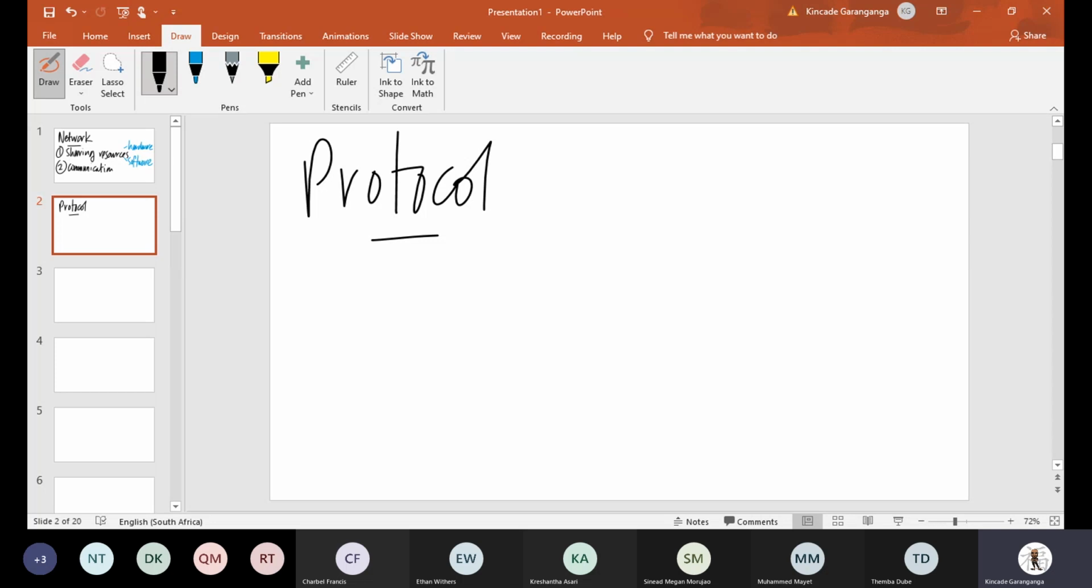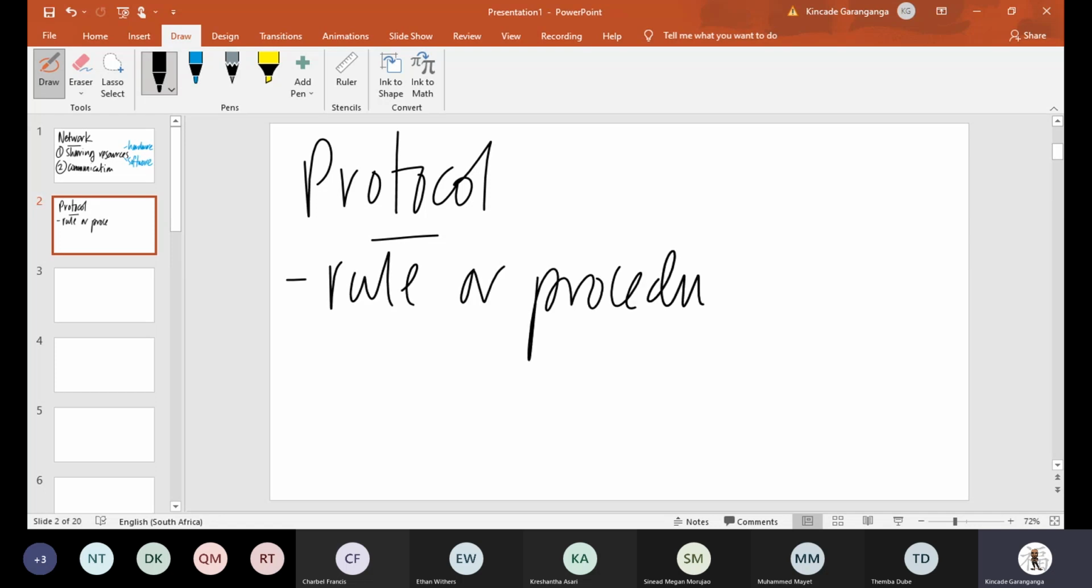And ultimately, all you're looking at in this particular instance is some kind of rule or procedure that governs communication across the board. That's what a protocol is. And you've got different types of protocols that exist that allow for this uniformity to take place. So with a protocol, all you're looking at is a rule or a procedure that governs communication.